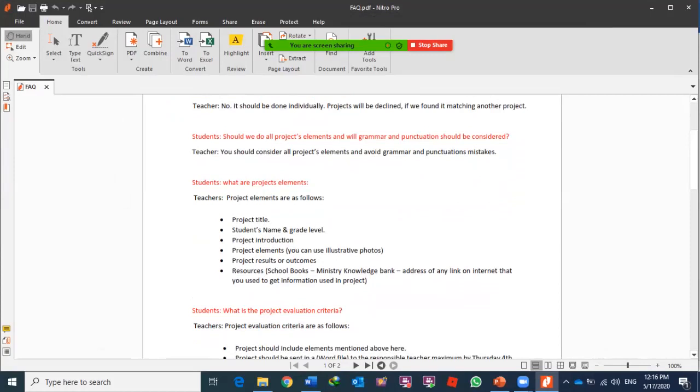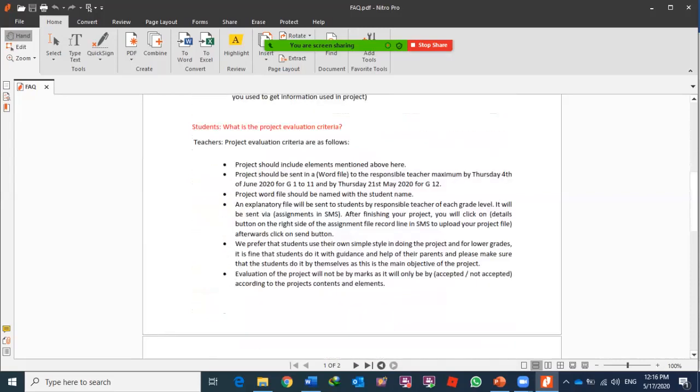The next question, what are the project elements? The project elements are here and they are the same as in the first paper I showed you before. What is the project evaluation criteria? And as I told you before, these are the criteria. And the last point is the most important for me, accepted and not accepted. And also here, the deadline is 21st of May. And also the project Word file should be named by your name. An explanatory file will be sent in an SMS, as I told you.